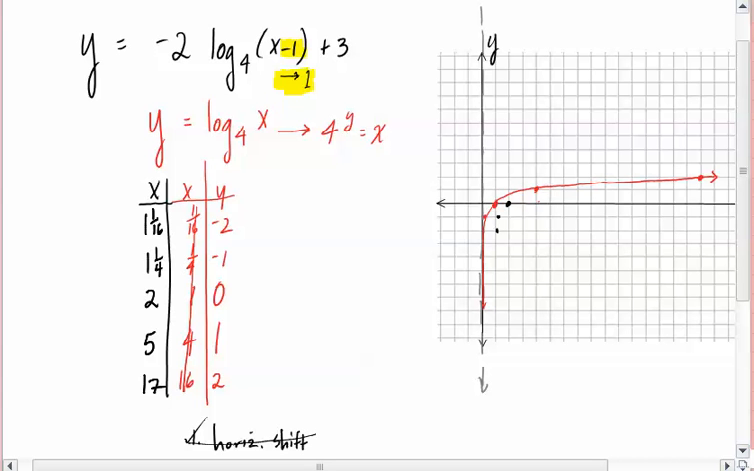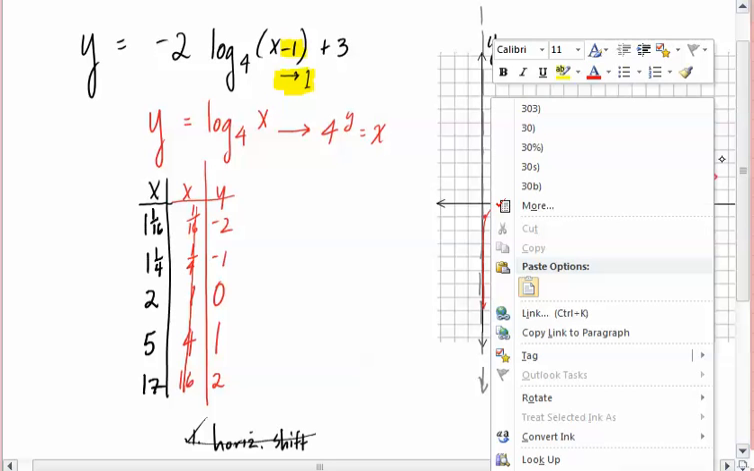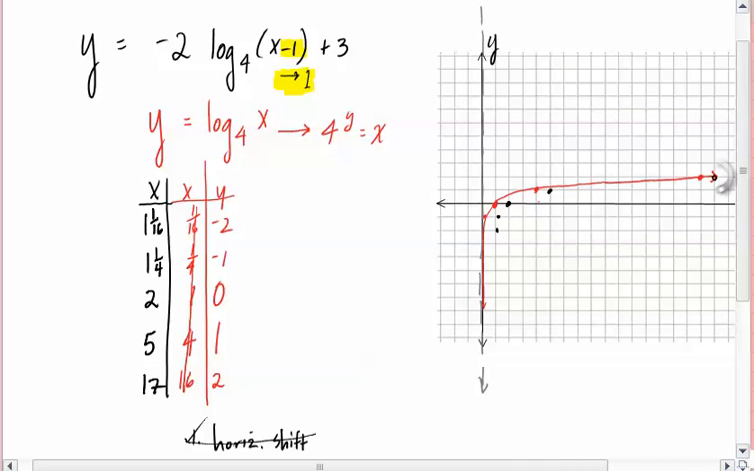There's that one. I'm going to go over 5, up 1. And then I'm going to go over 17, up 2. Whoops, pardon me, 17, up 2. Alright, here we go. Let's go ahead and sketch this thing.